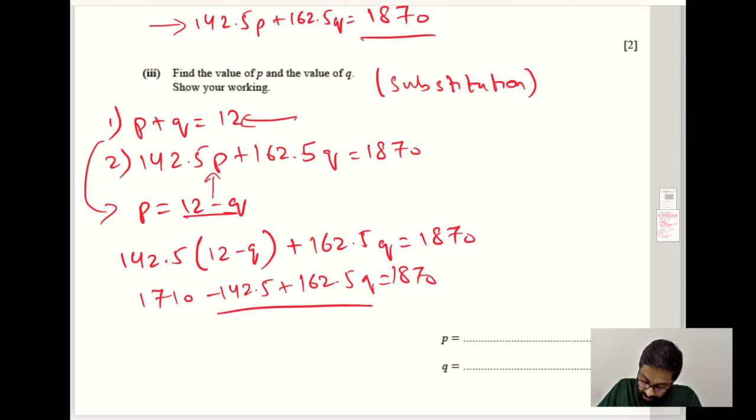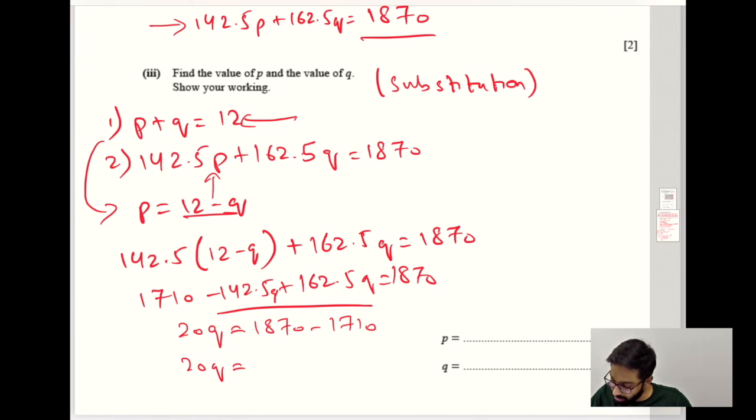Let's add these Q's together. Okay. So when we add 162.5 minus 142.5, we get 20Q. So 20Q is equal to 1870 minus 1710, and you get 160. So Q is equal to this divided by 20 gives you 8. So Q is 8.